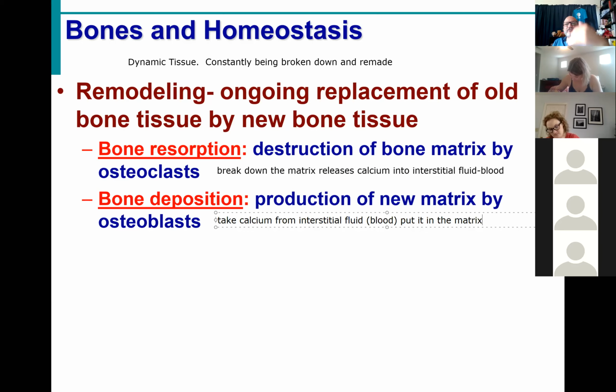So we break down the matrix, releasing the calcium into the interstitial fluid and blood, or we take calcium out of the interstitial fluid and blood and put it in the matrix. These are the two processes. So our osteoclasts are breaking down bone, and our osteoblasts are building up calcium into their bone. And if your job is to maintain homeostasis, what should the relative rates of these two processes be?